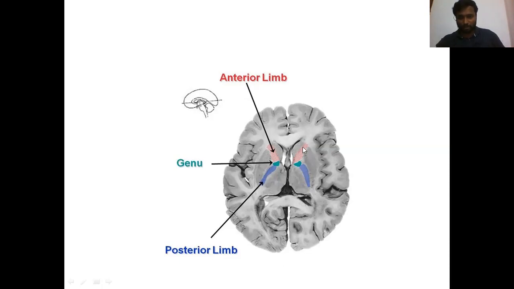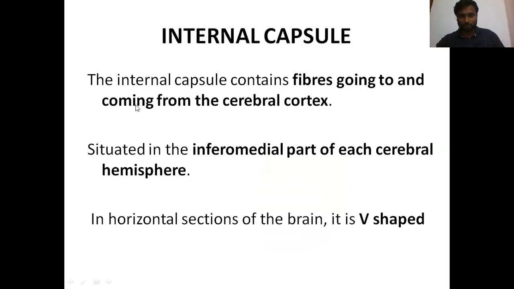Correct now? Anterior limb. This is the anterior limb. It is seen between the head of the caudate nucleus and the lentiform nucleus. Then the posterior limb is seen between the thalamus and the lentiform nucleus. Genu is seen between the anterior limb and the posterior limb. So we see the internal capsule.